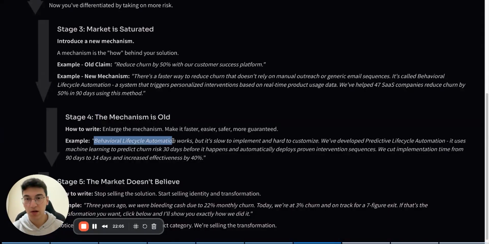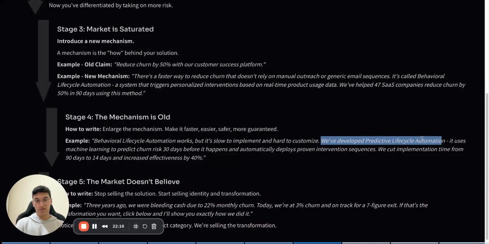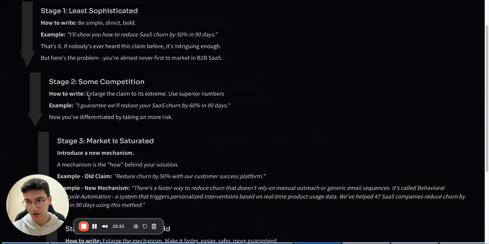You are just changing the numbers or changing the style of your mechanism. For example, behavioral lifecycle automation works. For example, this is your competitor's product, but it's slow to implement and hard to optimize. So we developed predictable lifecycle automation. This is your product. It is still a mechanism, but it's a better mechanism, just like stage 2.